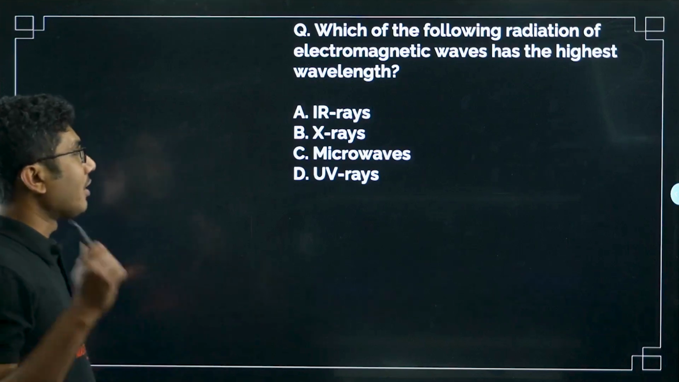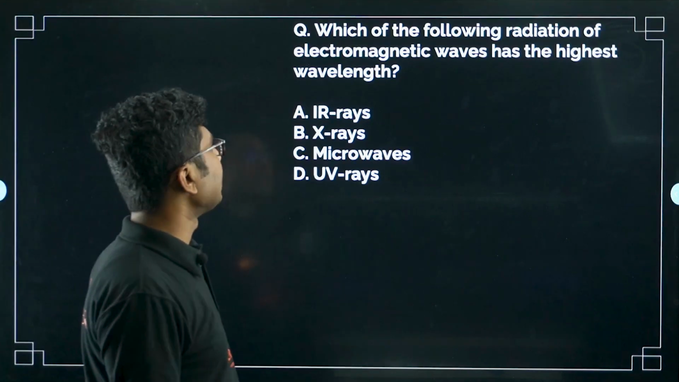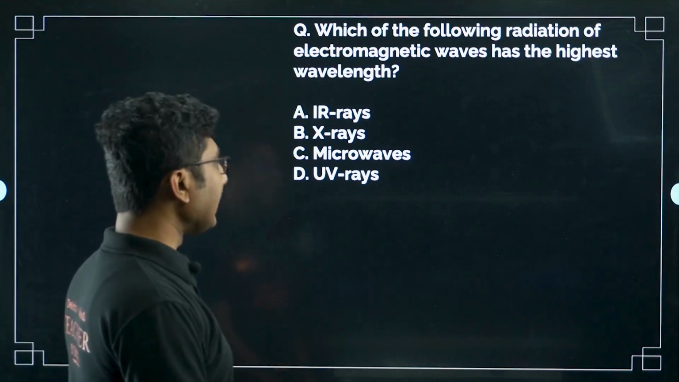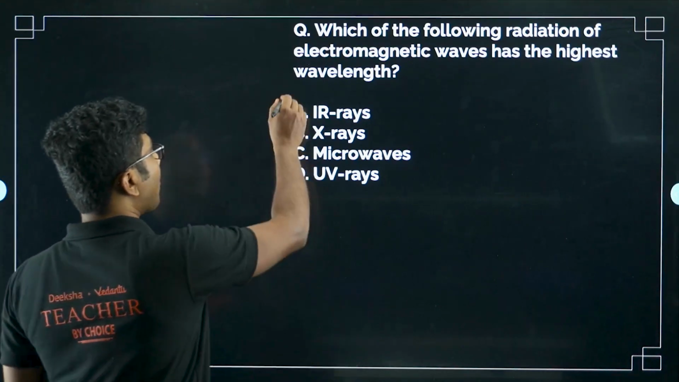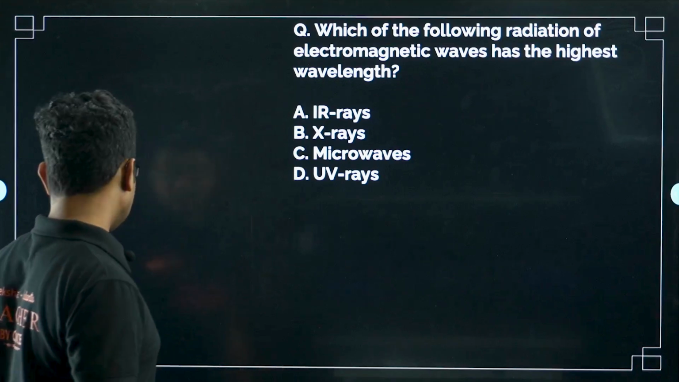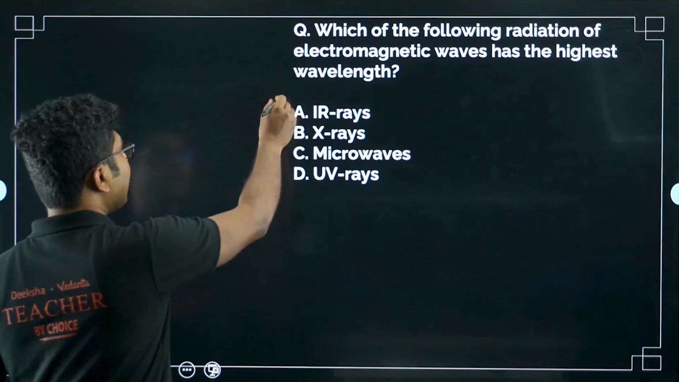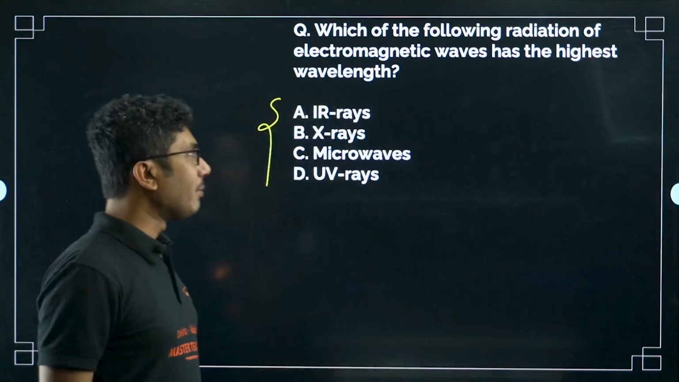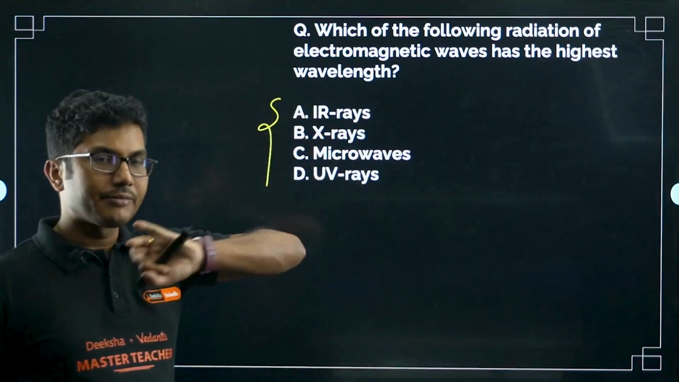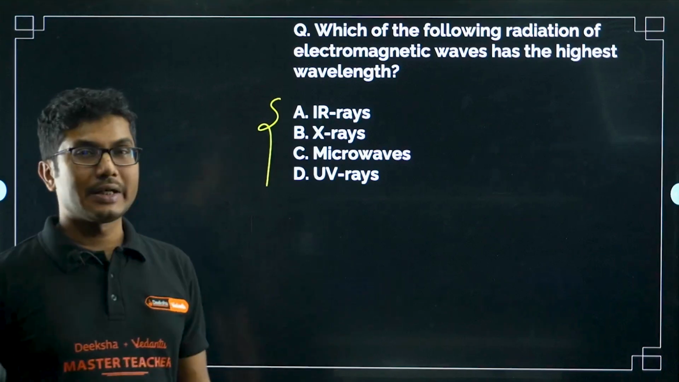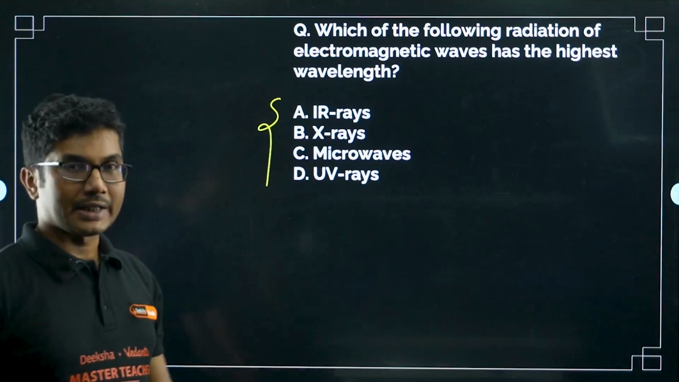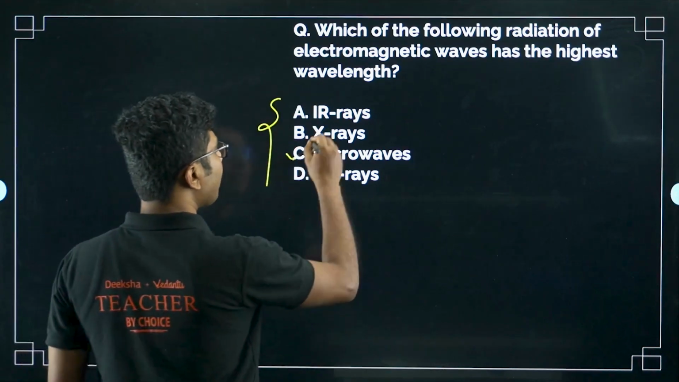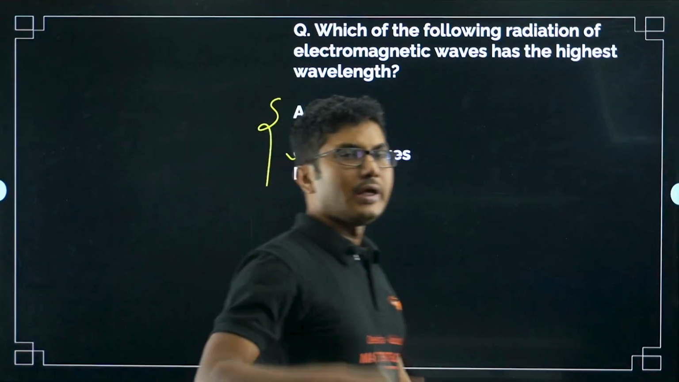Let's see one question from this chapter, from a KCET question paper. Which of the following radiation of electromagnetic wave has the highest wavelength? So the highest wavelength amongst the given list. We know that radio wave has the highest wavelength and gamma ray has the smallest wavelength. But here, is there any radio wave? Radio wave is not there. So who is next after radio? After radio, microwave is the next. So microwave has the highest wavelength from this given table. So obviously we will tick microwave. Okay, so this is it.